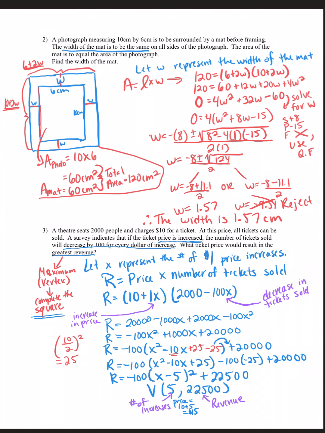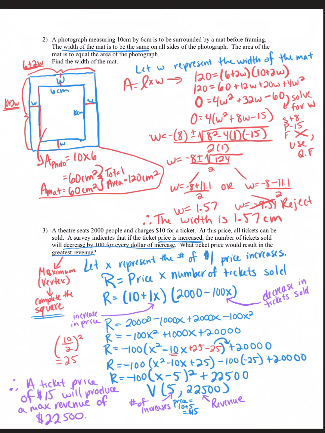So we can say, therefore, a ticket price of $15 will produce a max revenue of $22,500. Okay, so when you look at these word problems, we're really needing to identify what they are asking for.